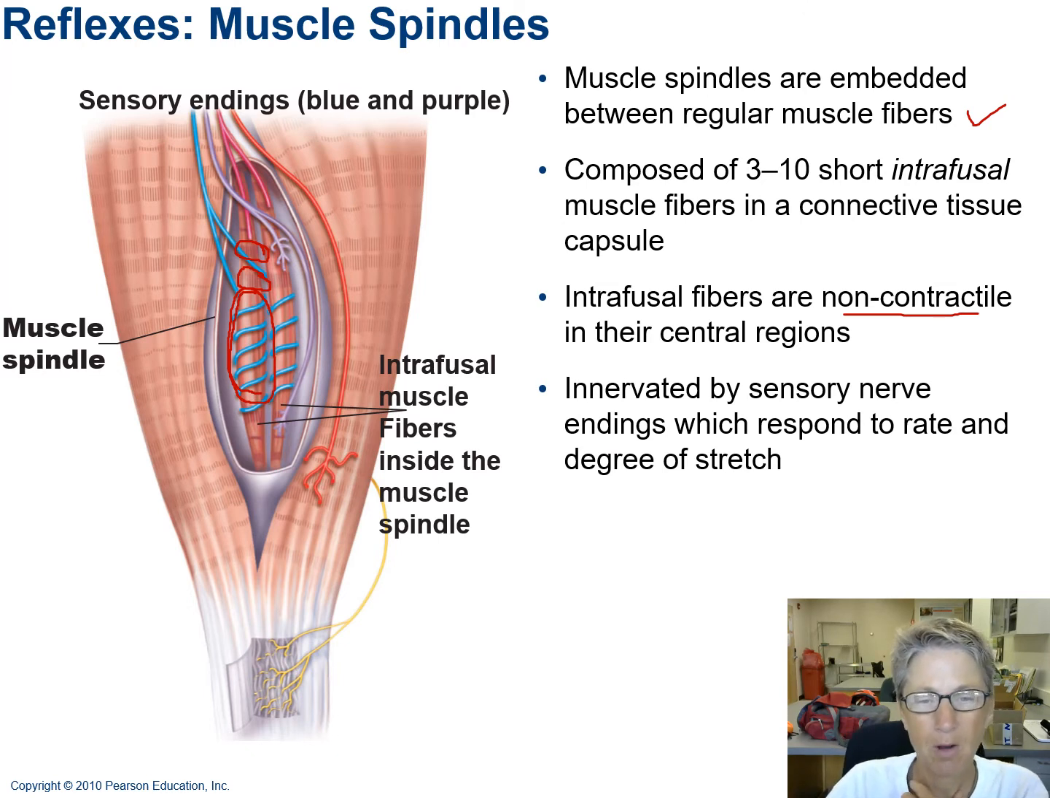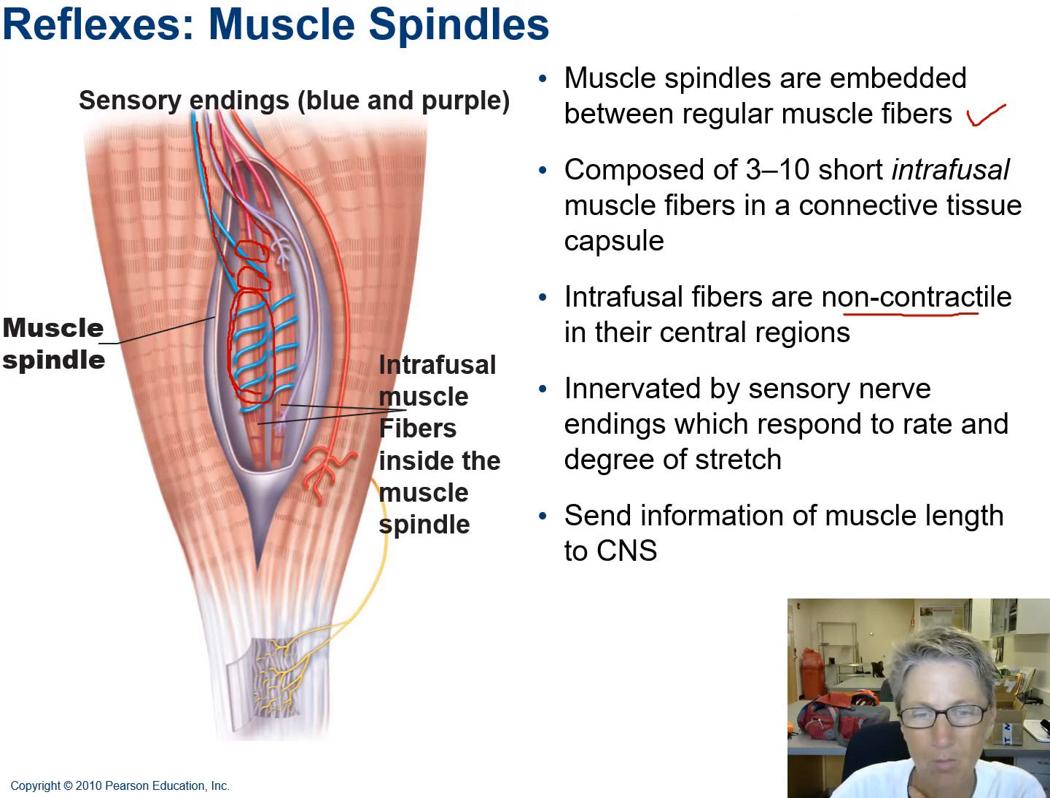And we talked about how the muscle spindle is innervated by these sensory nerve endings, the blue and the purple sensory nerve endings, primary and secondary. These primary and secondary sensory endings send information about the length or the tautness of your muscle.